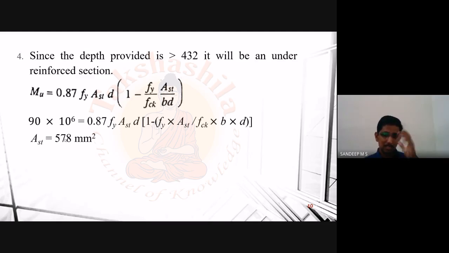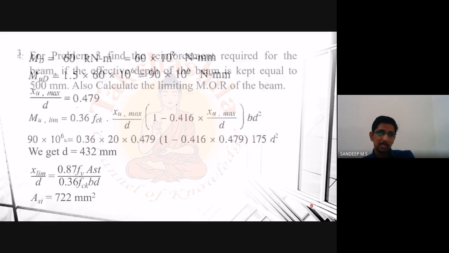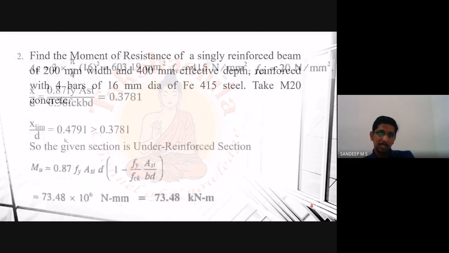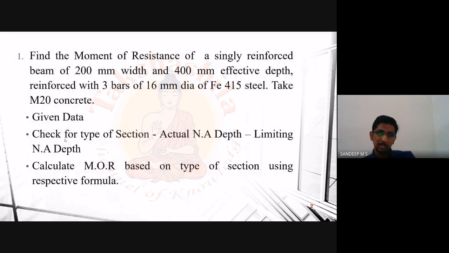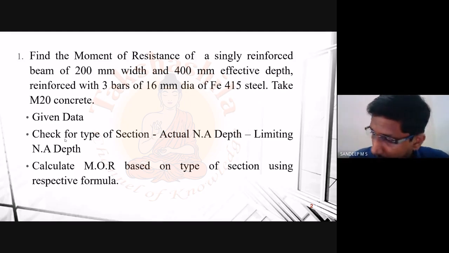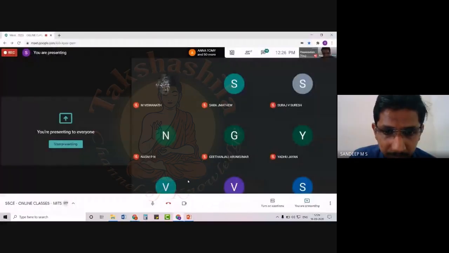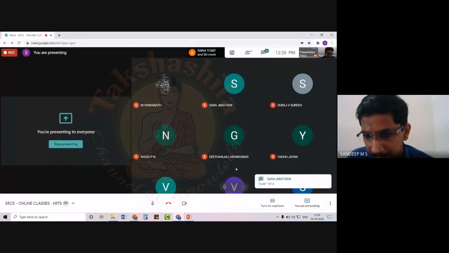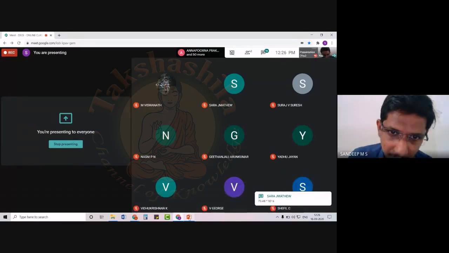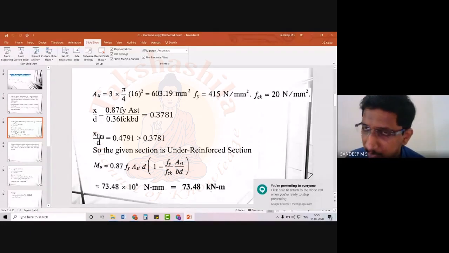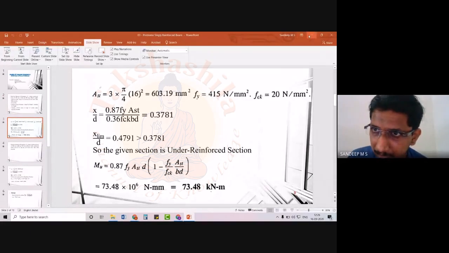Okay. So you just do one thing, you just note down the first problem and start doing it. Just try to do it yourself, and please tell me the final answer you are obtaining. I'm just projecting the slide. Please find the final moment of resistance. Are you able to do it? Are you getting any value? 73.48 into 10 raised to 6 Newton millimeters. Yeah, that's the right answer.